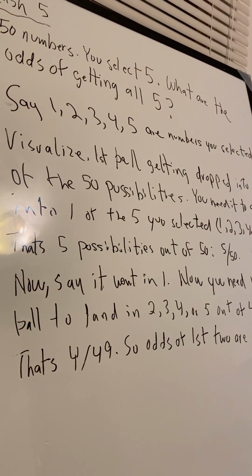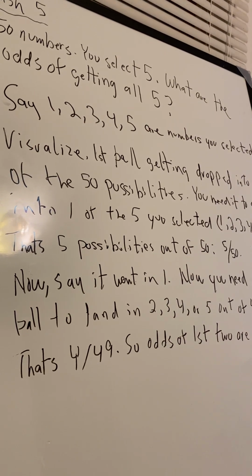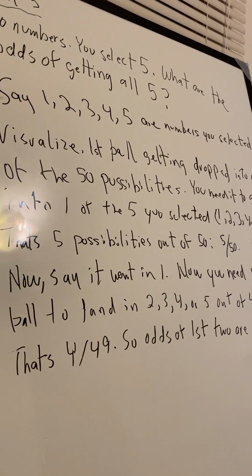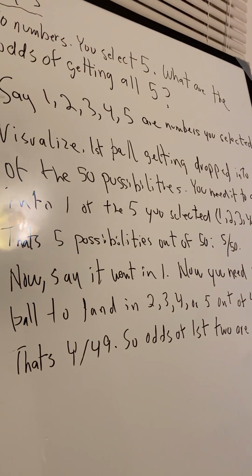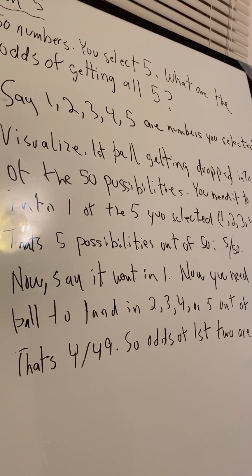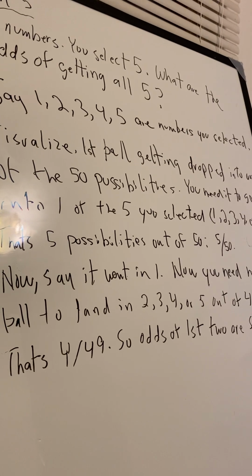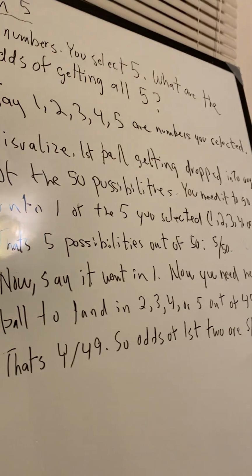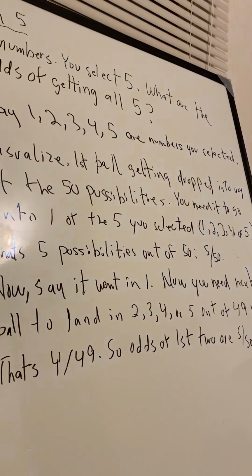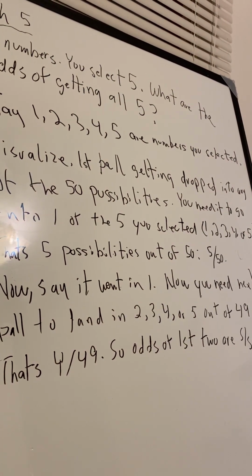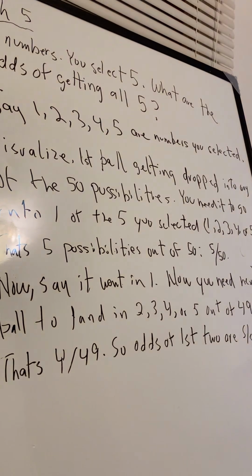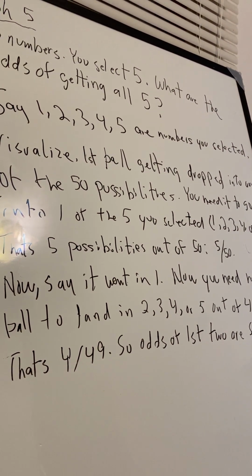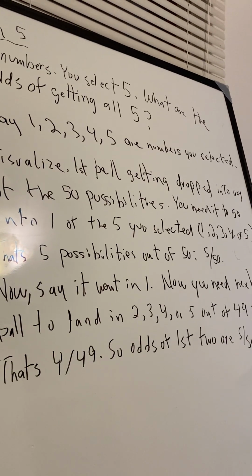So now I visualize the first ball, like a ping pong ball, getting randomly dropped into 50 open number spots. And we need it to fall into one of the numbers we selected, 1, 2, 3, 4, or 5. So let's say that it falls into one of these possibilities. It goes into 1, 2, 3, 4, or 5. That's what we need for us to win the lottery.